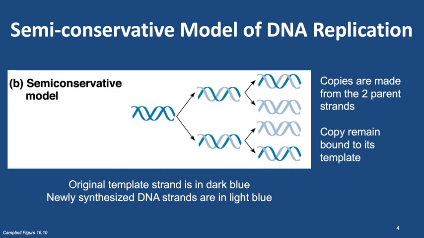And then as it continues, you see that the parent strand just keeps getting diluted. So now it's 2 out of 4. The next one, it'll be 2 out of 8, etc. And so this would be the semi-conservative model.